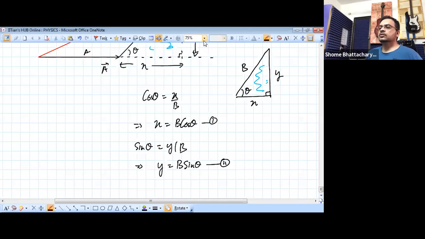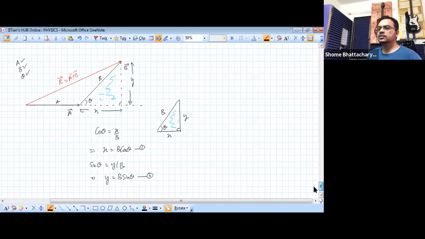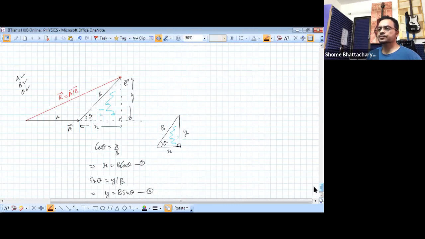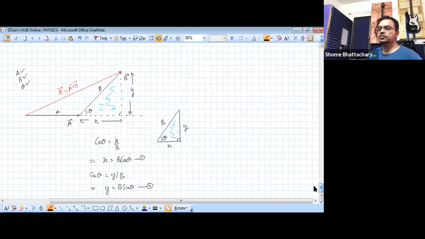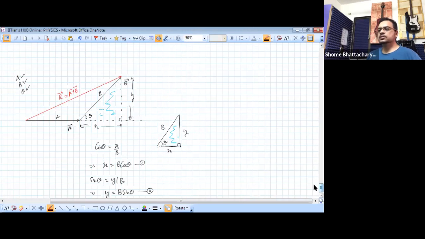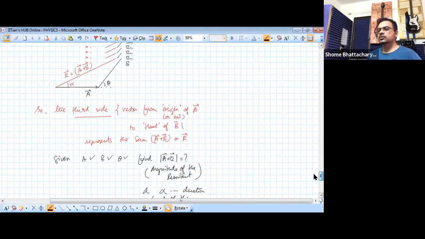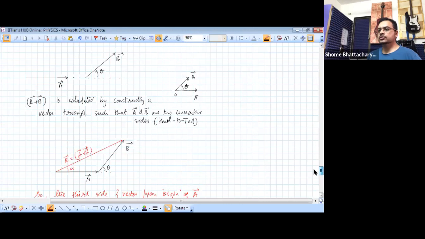Just write down these steps, or make sure you understand these steps. Even if you don't write in detail, just make sure you understand these steps first. Then we will come to the next part: how to calculate the hypotenuse, or how to find out A plus B. In fact, start from here so that you understand what we are doing first.